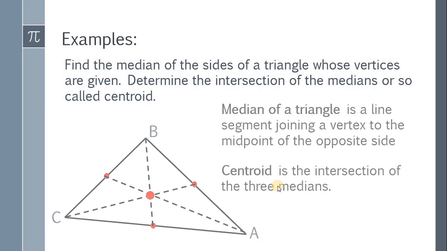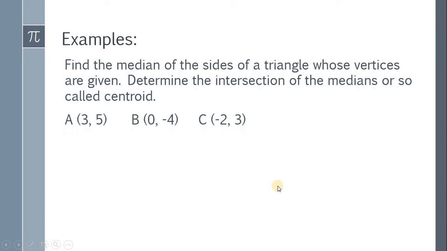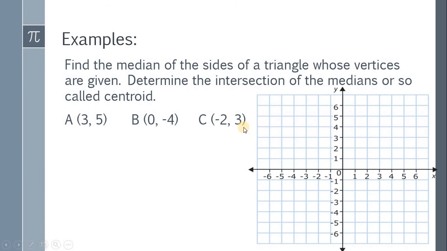Okay? So, sagutan natin yung ating example. So, we have point A, 3, 5. Point B, 0, negative 4. At point C, negative 2, 3. So, much better, gamit kayo ng Cartesian coordinate plane para i-plot yung mga points para makita nyo yung ginagawa ninyo, or para ma-visualize nyo kung tama ba yung nakukuha nyong sagot.